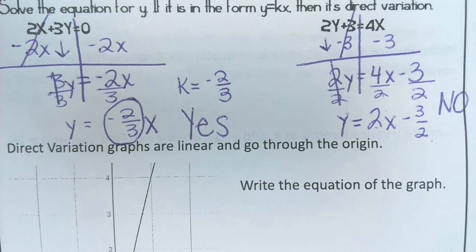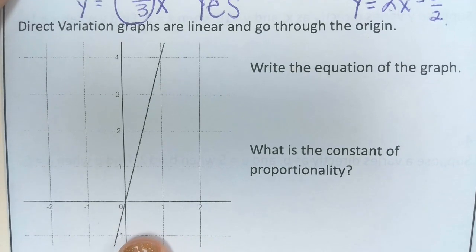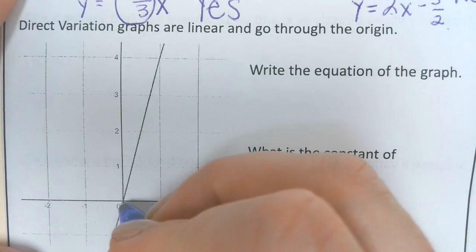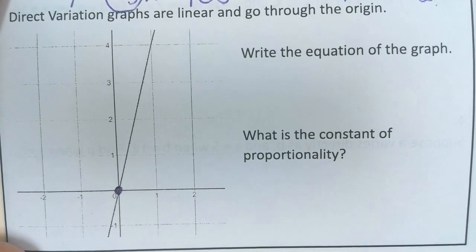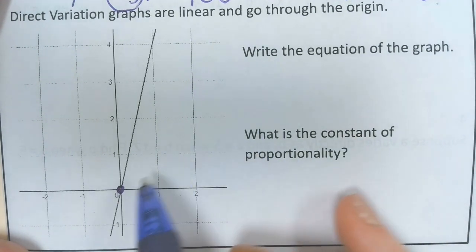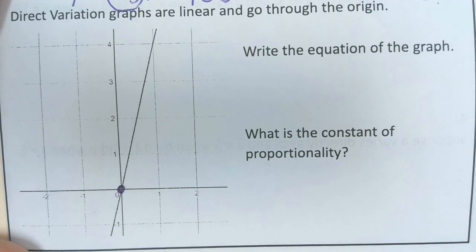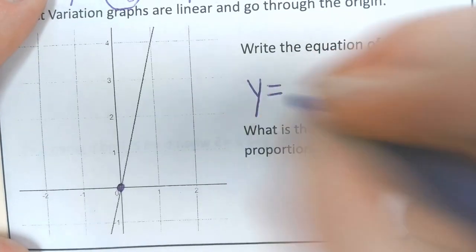So that's how it's represented in an equation. In a graph, it's represented as going through the origin. So put a dot at the origin. Direct variation graphs are linear and go through the origin. So this is direct variation. We just need to find the constant of proportionality. So it's y equals kx.